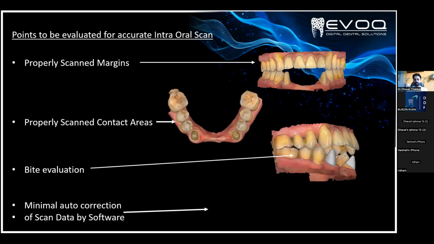Minimal autocorrection of the scan data. All the scanner companies are providing smart software which can do data correction in the scan software. But that should be minimal, because as much as the software is making corrections in your data, you are losing the accuracy of the actual scan data, and you may get a final prosthesis that is ill-fitting or needs some kind of adjustment.